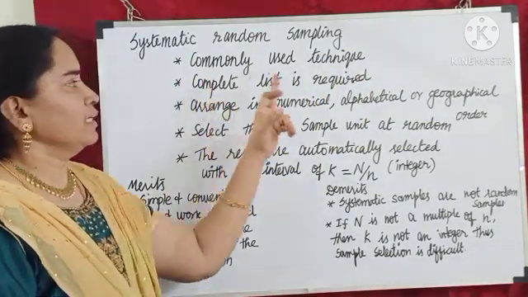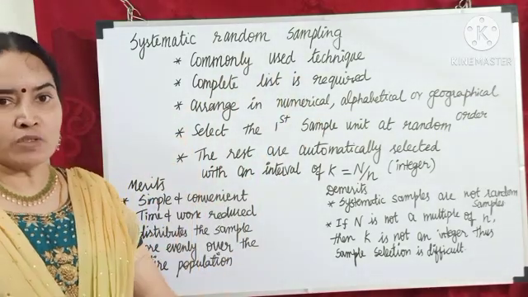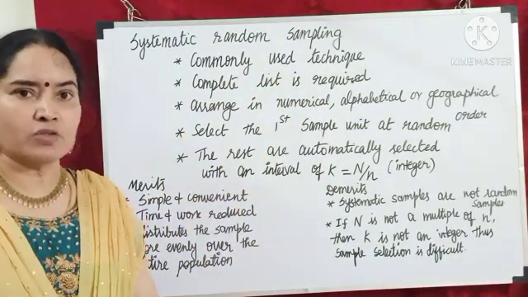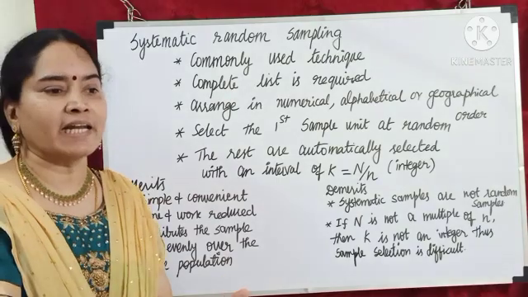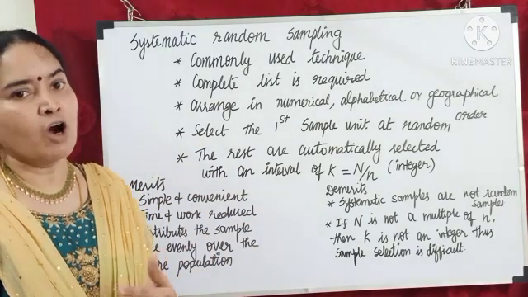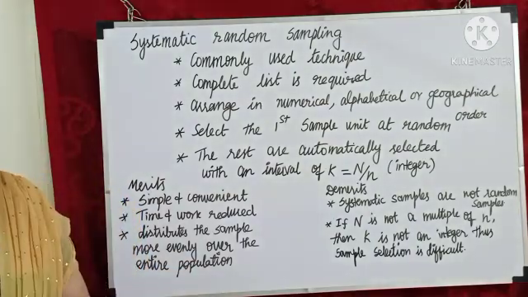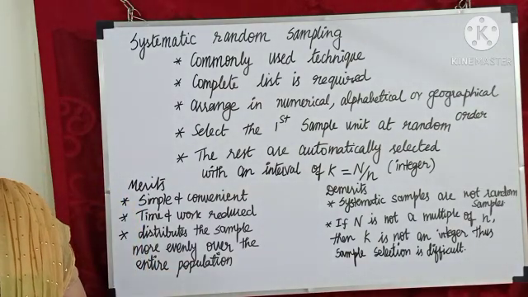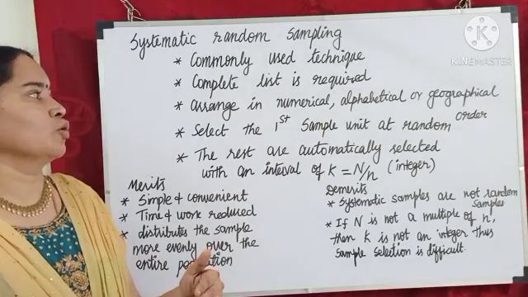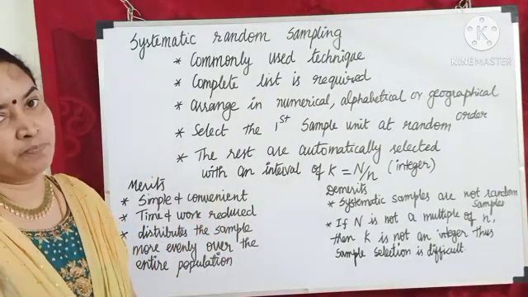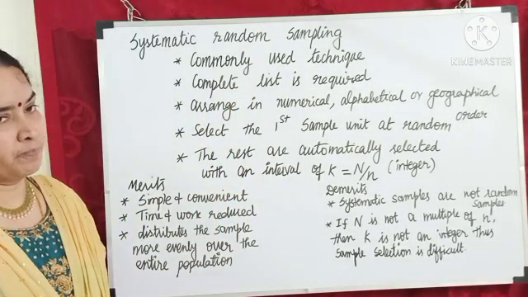The complete list is required. 5,000 are there, I need all the 5,000. Then only I can select every 10th person. Or if I want only 100, every 50th person I can select. So to do that, I must know the entire list. Then only I can proceed.